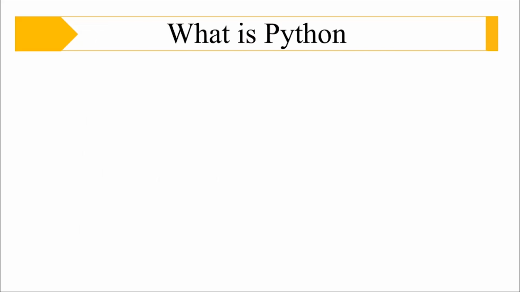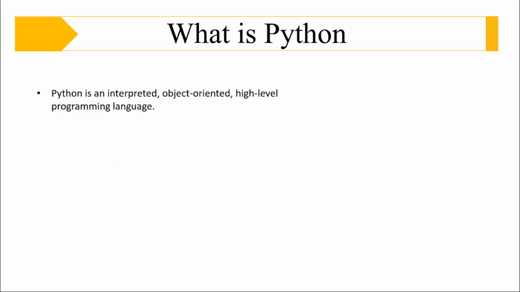Now let's get started with what is Python. Python is an interpreted, object-oriented, high-level programming language. Let's first understand what the term interpreted means. Basically, programming languages are either compiled or interpreted.